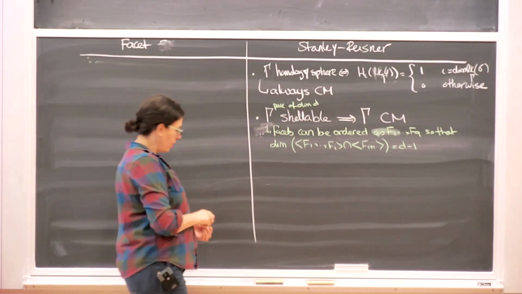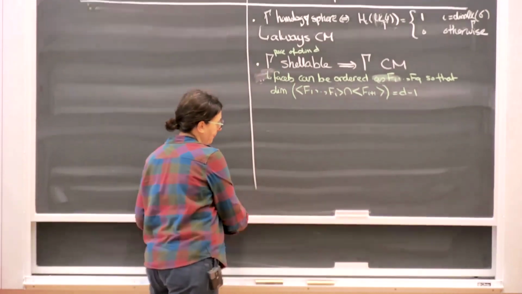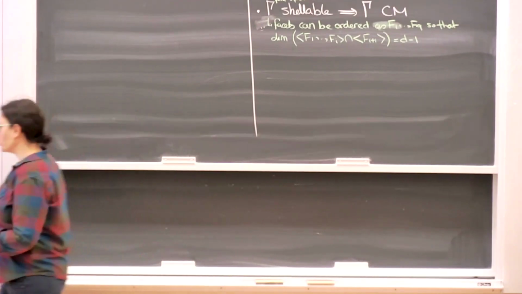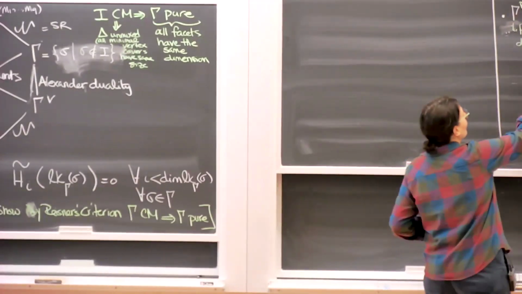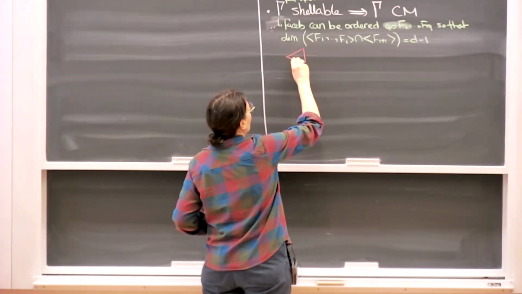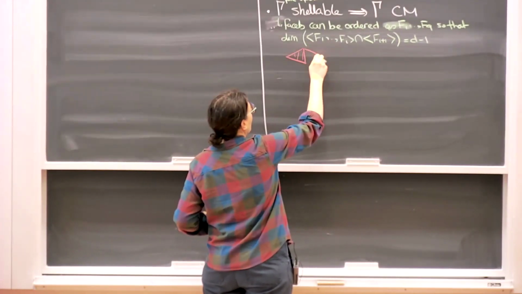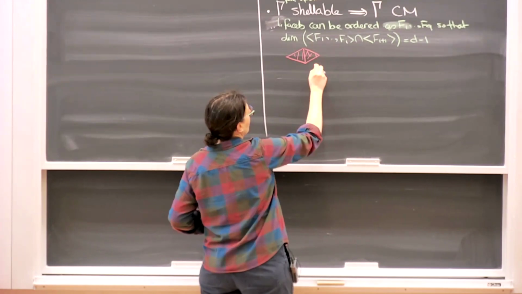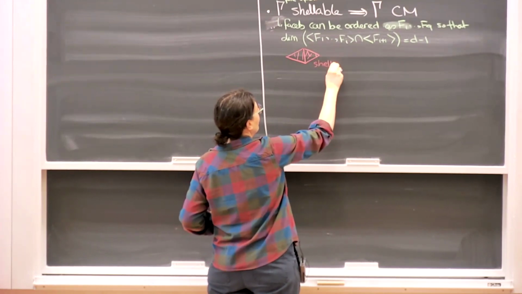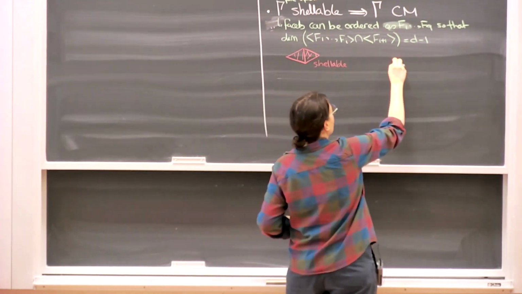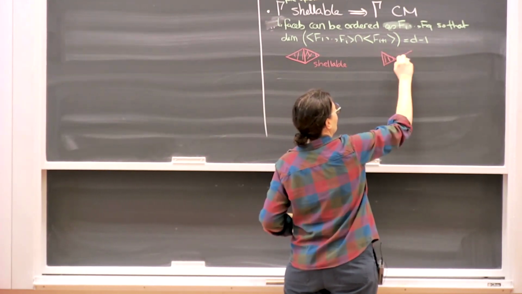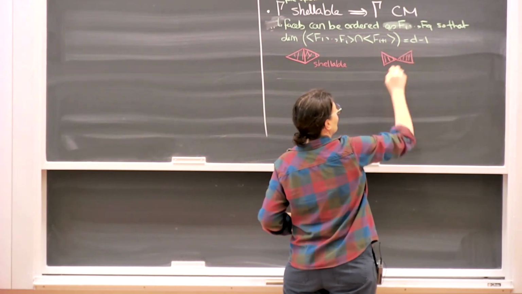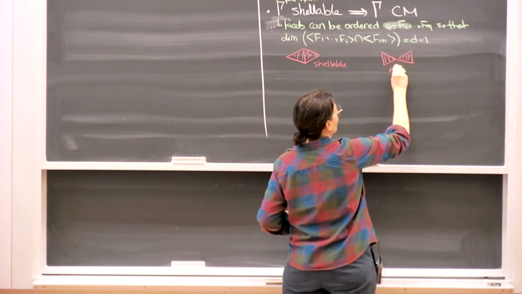So for example, trying to use the good chalk, something like this is shellable, famously, and something like this, these are the very simple examples, is not shellable.